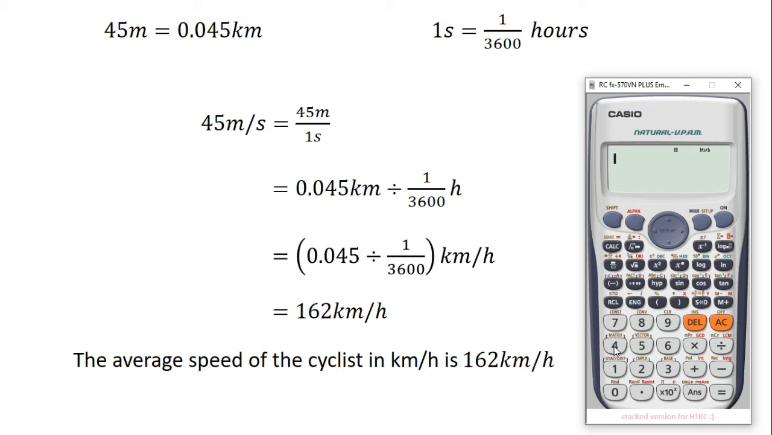So we enter 45. After that, you press on shift. You press on the 8 button. Then you enter the number 20. And that gives us 45 meters per second to kilometers per hour. You press equal to, and we are having 162 kilometers per hour.